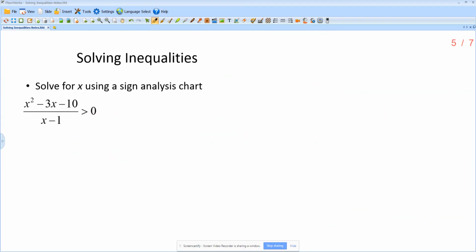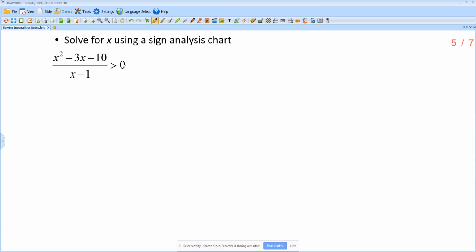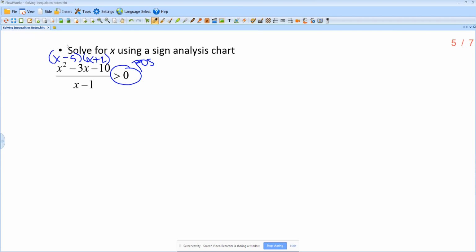All right, moving to a different one that has a different sort of cool thing about it. So I have x squared minus 3x minus 10 over x minus 1, and I'm looking for things that are positive and not including 0. If I factor this numerator, I get x minus 5, x plus 2, which means I have 3 critical values: x equals 5, x equals -2, and x equals 1.